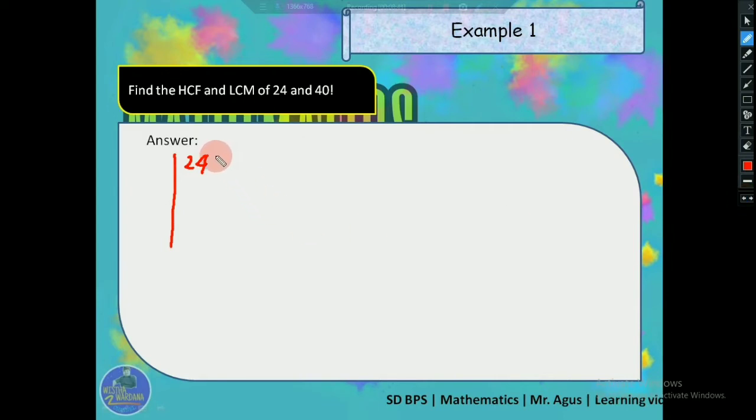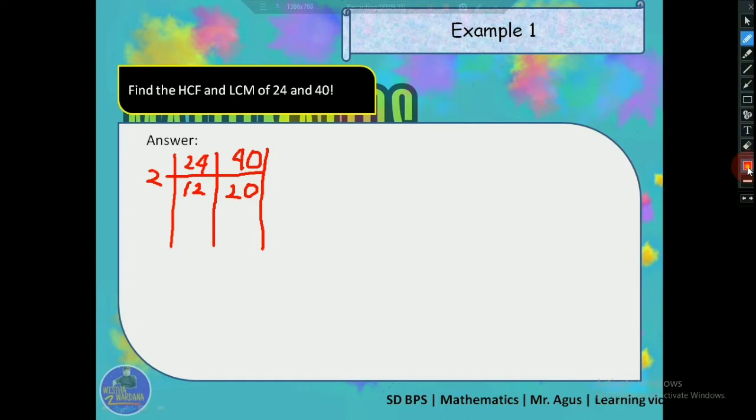I think I can make a better line than before. Okay, 40. You have to find the prime number that can divide both of them, so start from the lowest prime number. We have 2, because both given numbers are divisible by 2. 24 divided by 2 equals 12. You can write 12 here. And 40 divided by 2 equals 20. Good.